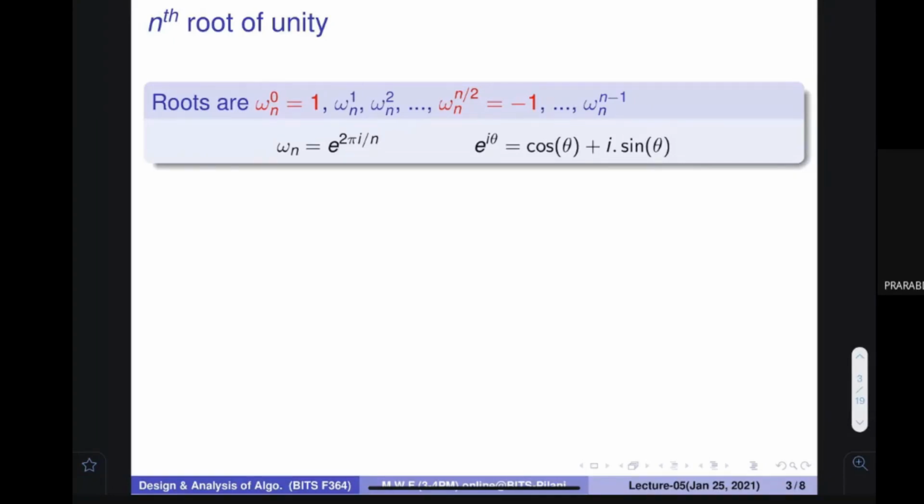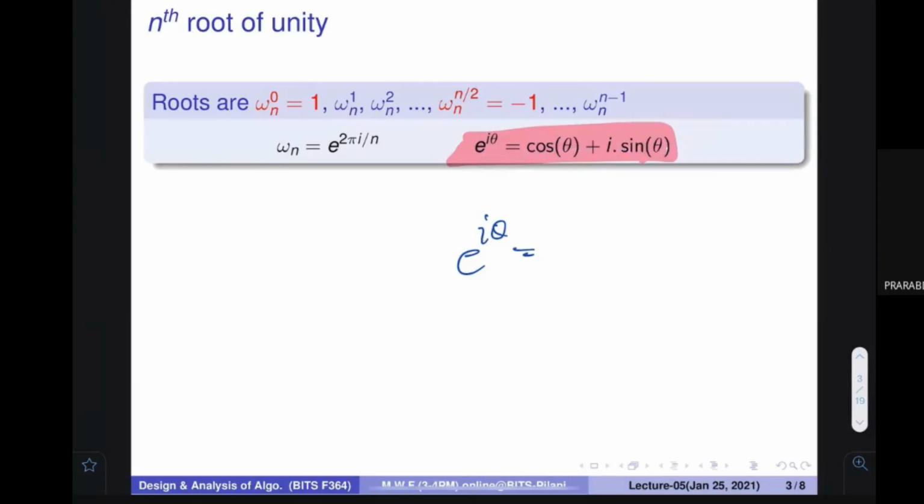To understand this from our perspective, I also need to test your understanding of complex numbers. So everybody is ready. You know that there is something called e to the power i theta is equal to cos theta plus i sin theta. Everybody knows this, yes or no? Okay, from the 12th class.